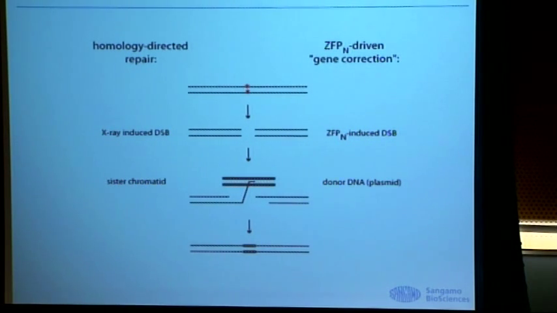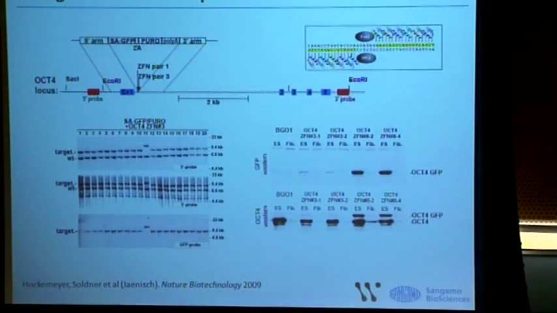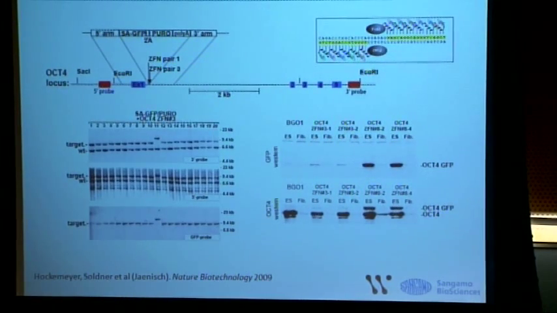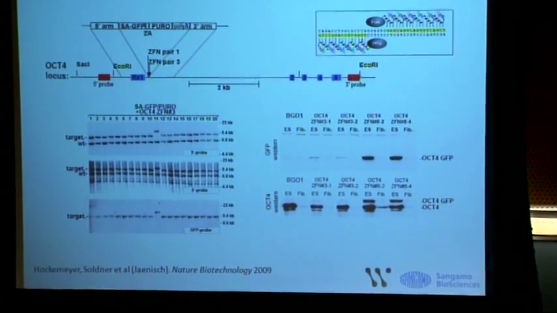And so that allows us, as the investigator, to include information in the donor DNA that we wish to literally copy-paste into the genome at the site specified by both the nuclease cleavage site, but also by the homology contained in the donor arms. So this is an experiment shown in iPS and ES cells that was actually done locally by Dirk Hockemeyer when he was here in Rudolf Jaenisch's group at the OCT4 locus.